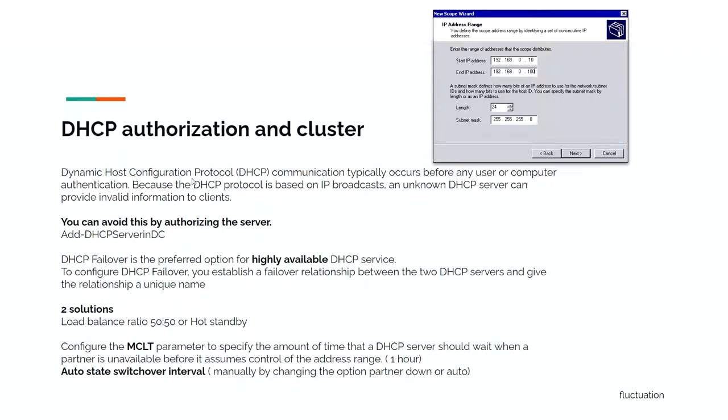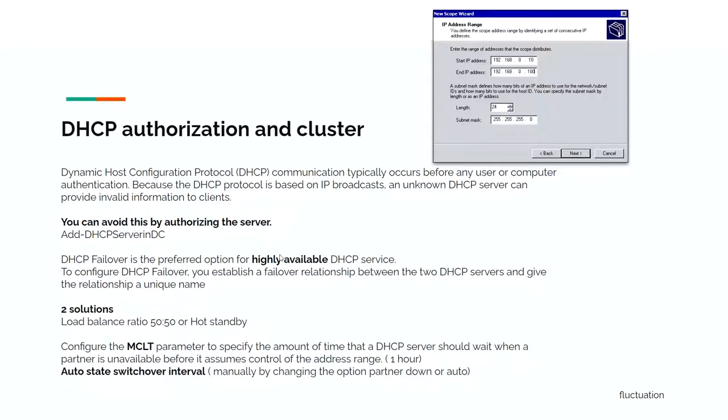DHCP authorization. Remember that at the beginning, DHCP is not going to broadcast the IP address. You can avoid this by authorizing the server. If you add the DHCP server in the DC, it will be authorized to give IP addresses. Now, something very important is DHCP failover.